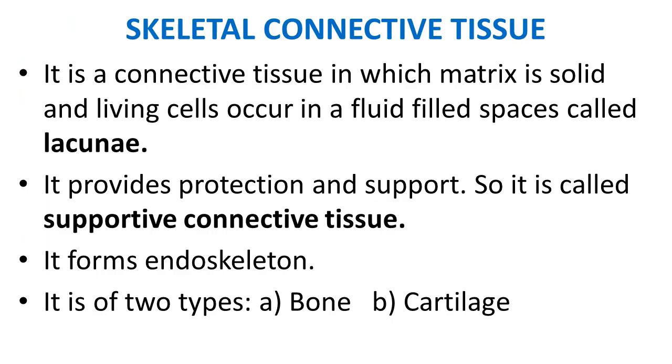Now, the next important category of connective tissue is the skeletal connective tissue. Skeletal connective tissue is responsible for protection and support, so it is referred to as supportive connective tissue. Here the matrix is solid in nature. Of course, they don't have any gaps here. The cells are compactly arranged, and all the cells occur in a fluid-filled space which is known as lacunae. This skeletal connective tissue forms the endoskeleton of the body, and it is of two types. One is the bone, another one is the cartilage.